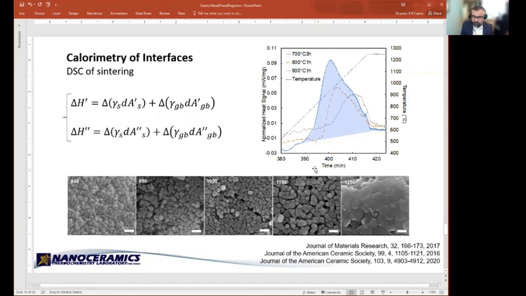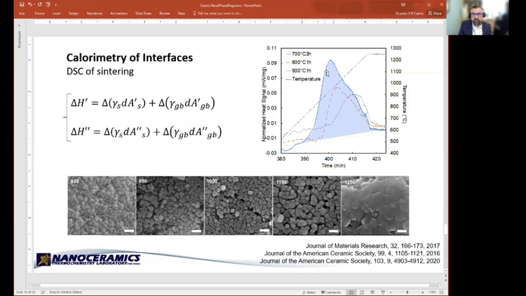And the other one that I'm going to briefly talk about is the DSC of sintering. DSC stands for differential scanning calorimetry. What we're doing is inducing sintering of your nanoparticles inside a calorimeter, and we measure the heat coming out of the system. Basically, it's transforming from a nanoparticle at 850 in this case, all the way to a large particle. We'll call this state 1, and this state 2. So we have a surface area here, a surface area here, a grain boundary area here, and a grain boundary area here.